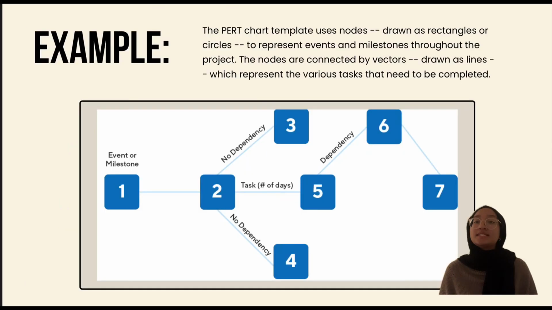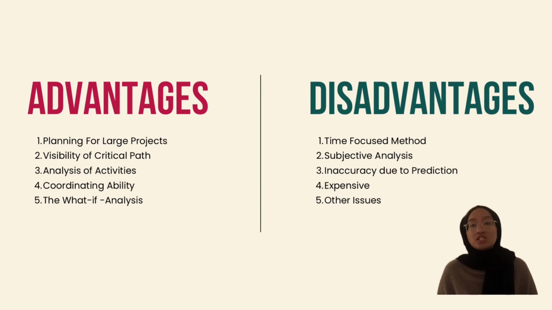Now, this is the example of PERT chart. The PERT chart template uses nodes drawn as rectangle or circle to represent events and milestones throughout the project. The nodes are connected by vectors drawn as lines, which represent the various tasks that need to be completed. Next, the advantages and disadvantages. First, planning for large project, visibility for critical paths, analysis of activities, coordinating ability, and the what-if ability. Next is disadvantages. Time-focused method, subjective analysis, inaccuracy due to prediction, expensive, and lastly, other issues.